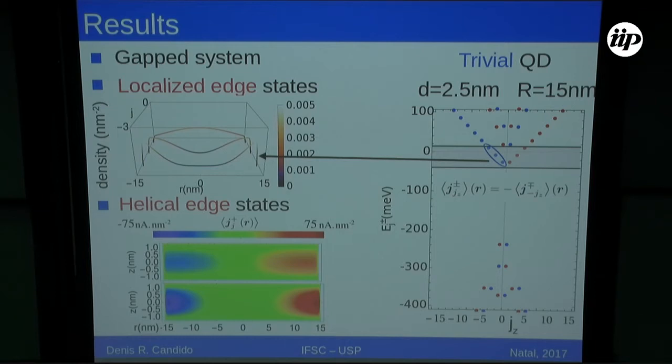So here I plot again the wave function of my system, the current of these two particular levels, and I regain the same feature that I found in the previous one, the topological quantum dot.